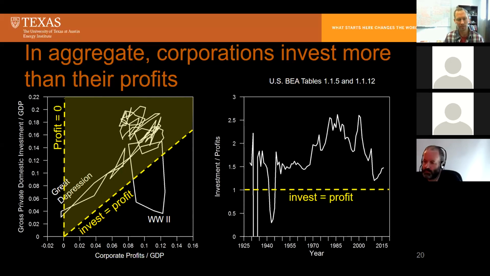So the Great Depression is the only time in which profits were, at least in these data, less than 0 or negative, and World War II was the only time when investment was actually less than profits. I use this as a basis to think about the kappas, or the amount of investment relative to profits, when I run the model.